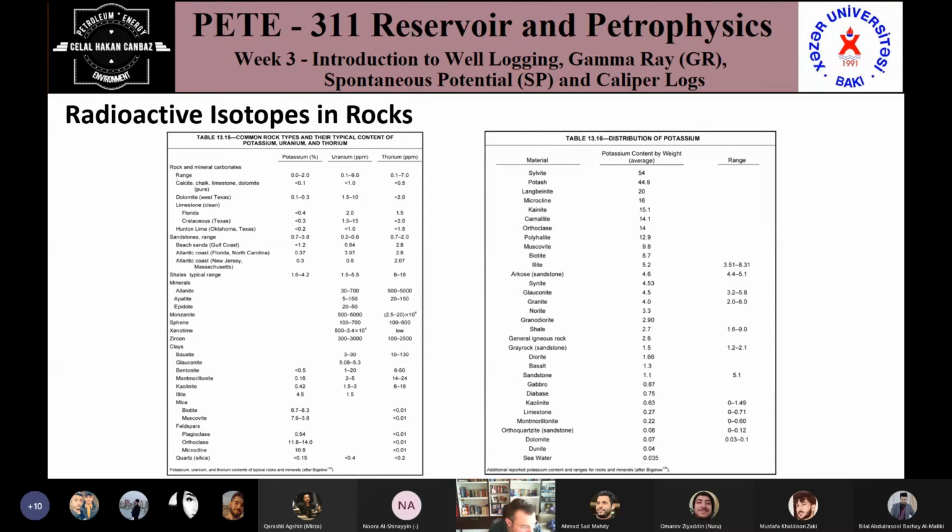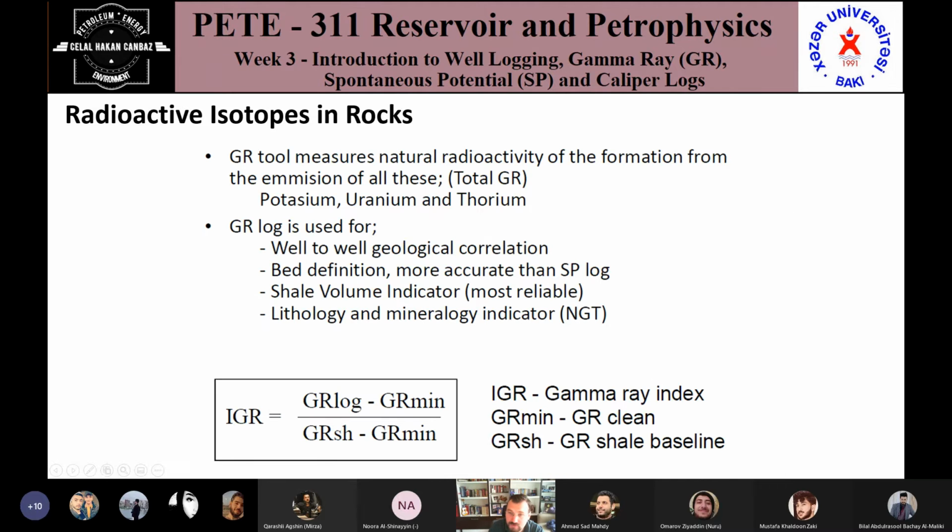But we said clays have a tendency to absorb materials and water a lot, right? So as a result of this absorption, you can find uranium and thorium in clays as well. Okay, and besides that, you can find them in volcanic ashes and heavy minerals as well. So according to this radioactive isotope behavior, you define what type of lithology you have.